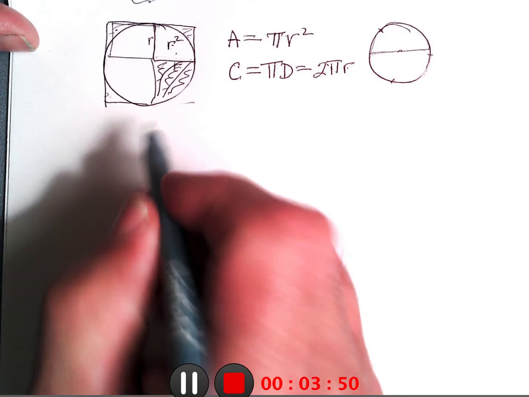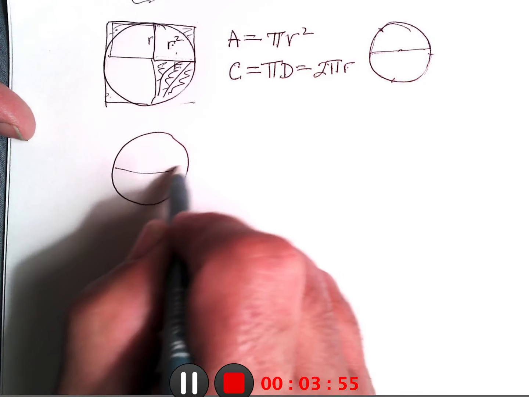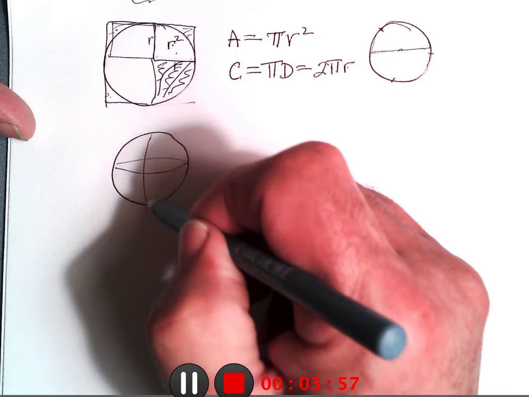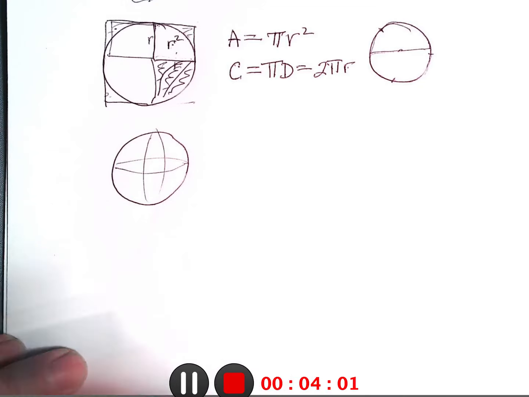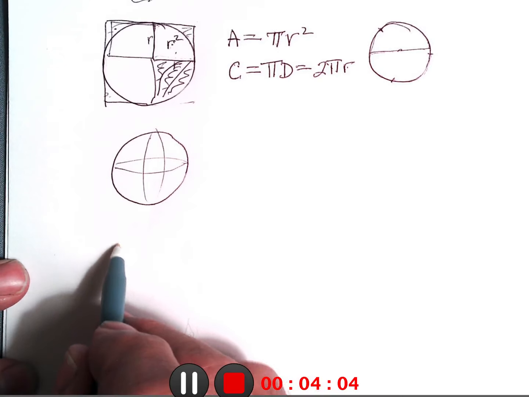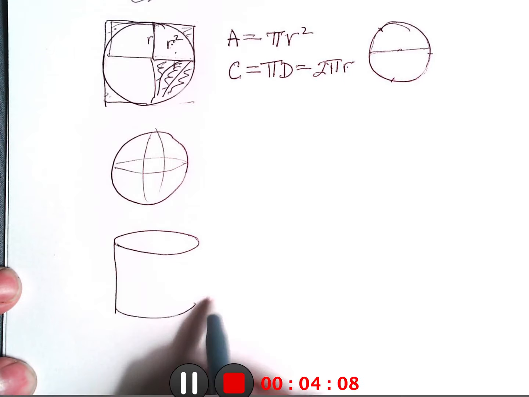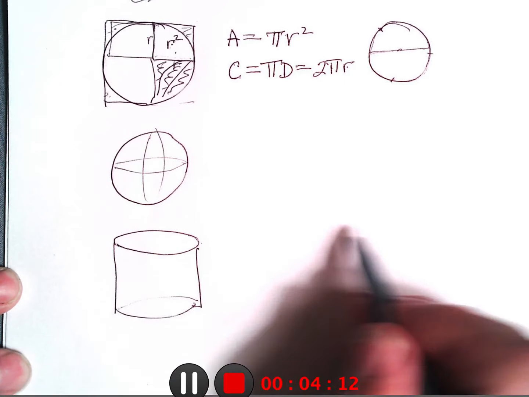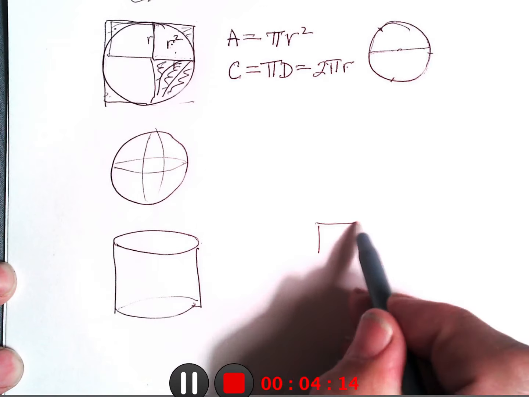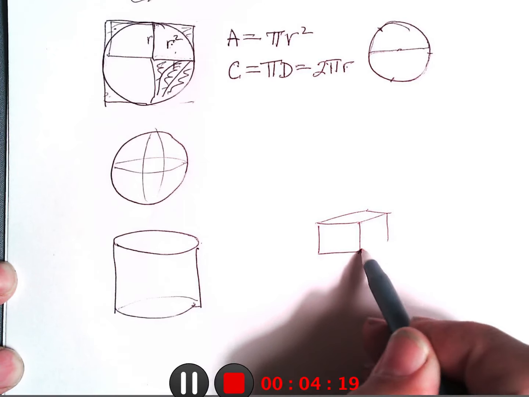Next, related to a circle is a sphere. Now, before I do a sphere, I'm going to do a cylinder. And just like a rectangular box, I want to know what the volume of the box is.